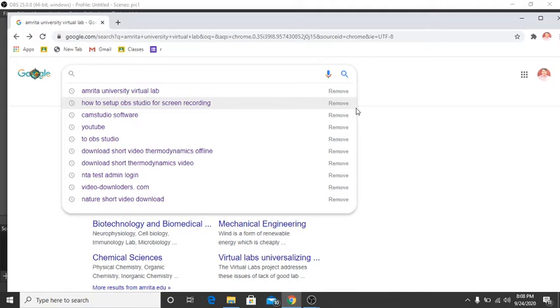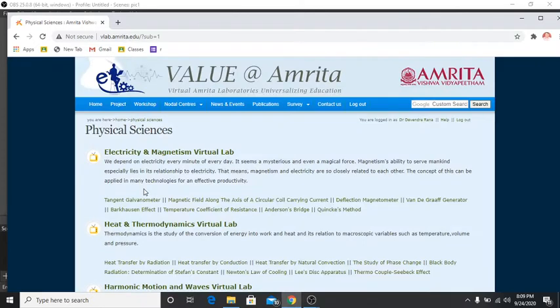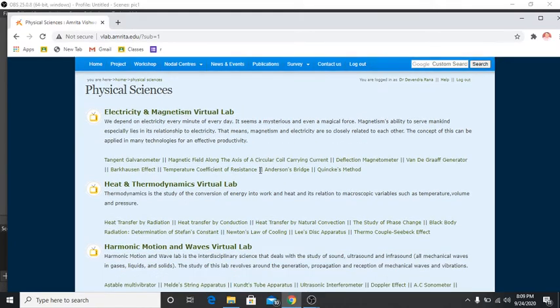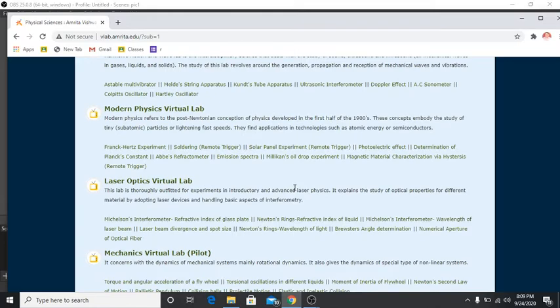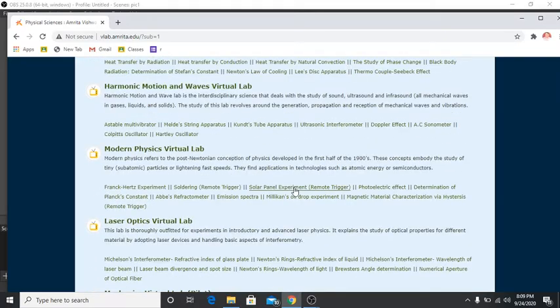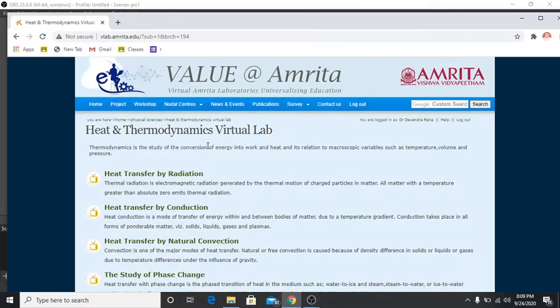What you have to do is first go on Google and type Amrita University virtual lab. Then there will be a web page. You have to click on this physical sciences part. Then there are various courses open on this web page, such as electricity, magnetism, heat and thermodynamics virtual lab and all that. Then you have to select the heat and thermodynamics lab. So I'm going to select this one.